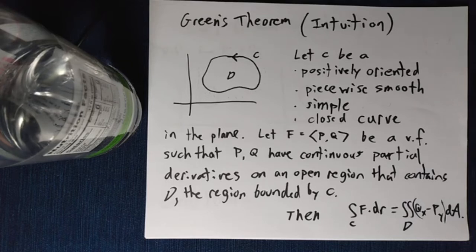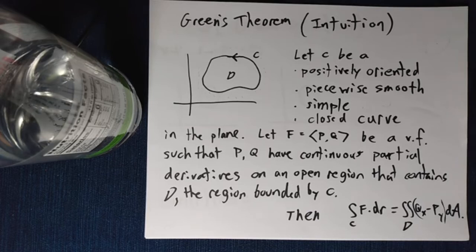Let's try to get some intuition about Green's theorem. Let C be a positively oriented, piecewise smooth, simple, closed curve in the plane. Let F be a vector field such that the component functions P and Q have continuous partial derivatives on an open region that contains D, the region bounded by C.